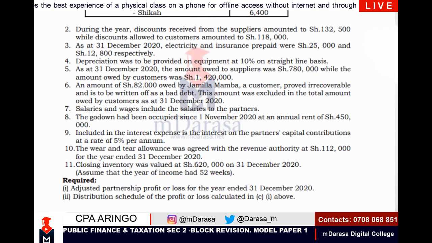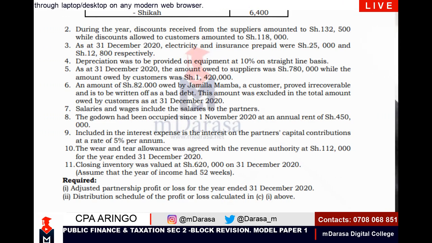Look at this question. We are told, number 1, required adjusted partnership profit or loss for the year ended 31st December 2020. And number 2, distribution schedule of the profit or loss calculated in C1 above. So my good students, if you're given such a question, the most important part is to know where you are going to start from. That is the most important part in any question.